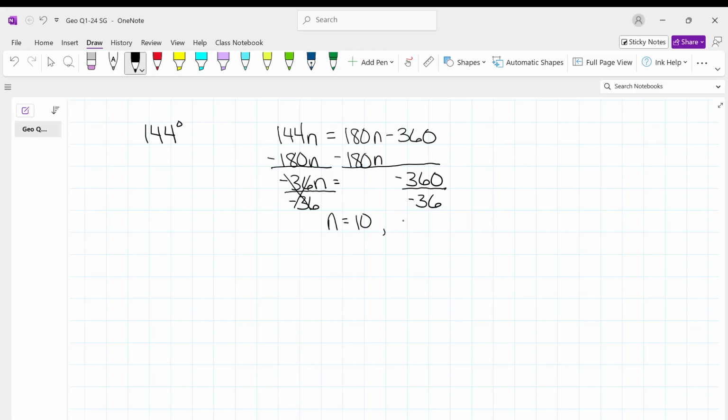If you're asked to name the polygon as well, go back to that table on page 394. 10 sides is a decagon. All right, any questions on either of those types of problems?